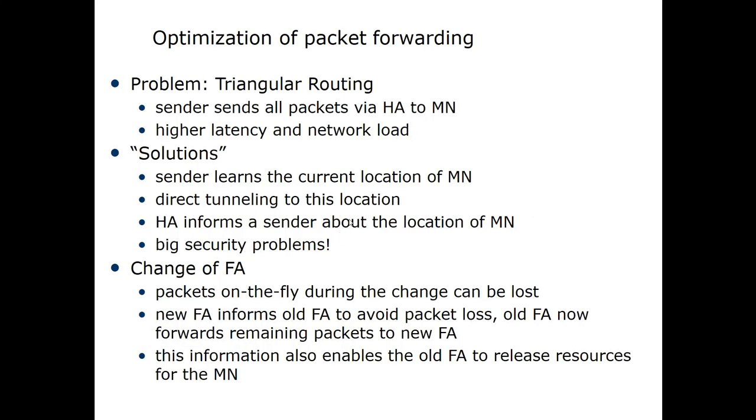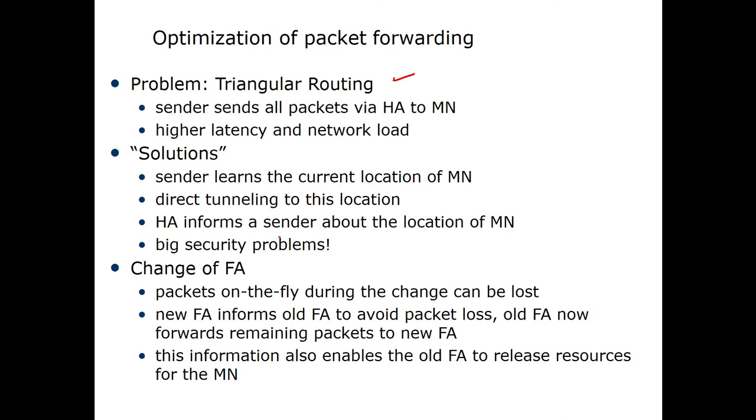So optimization is done by means of triangular routing. This triangular routing is a problem. Here it sends all packets via the home network to the mobile network, with a higher latency and network load. The solution is that the sender sends the current location of the mobile node, and using direct tunneling of this location, the home agent informs the sender about the location of the mobile node.